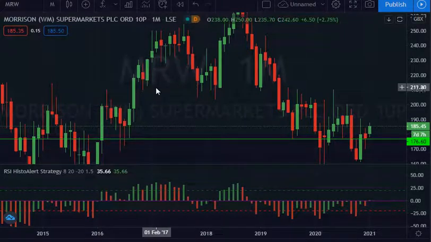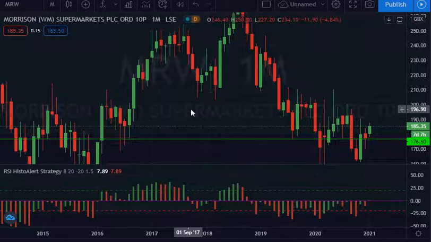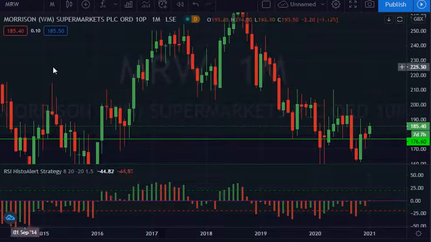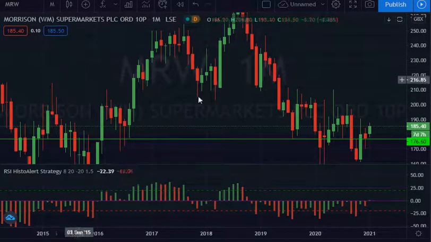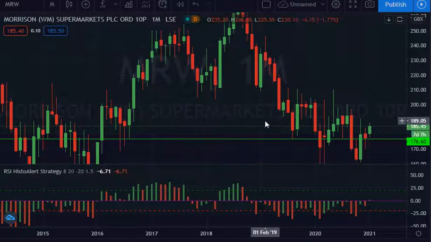Hello again, people. Right, we're looking at a different chart today. We're looking at a TradingView chart. So apologies if I faff around with various charting tools, because this is relatively new to me. Anyway, what we're looking at is a Morrisons supermarket, UK supermarket chain chart.